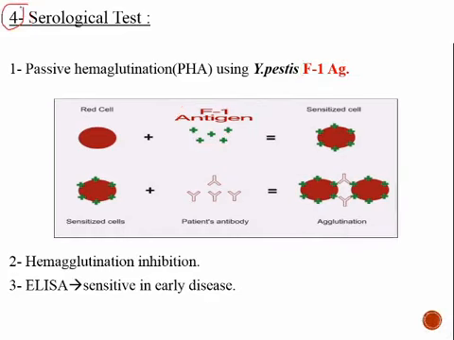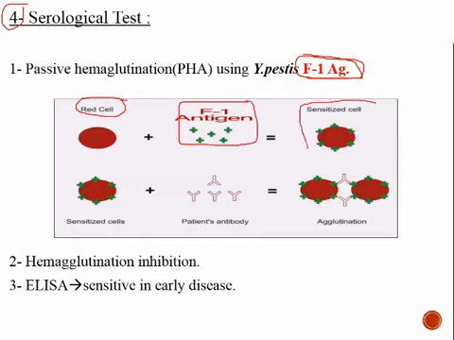Now let's move to the serological test. We will start with passive hemagglutination using Yersinia pestis F1 antigen. Now this antigen is specific for Yersinia pestis. So this is how the test works. I get some red blood cells, I add my antigen on them, and I get sensitized red blood cells. It means that my antigens, which are represented here by green plus signs, are stuck on the surface of the red blood cell.